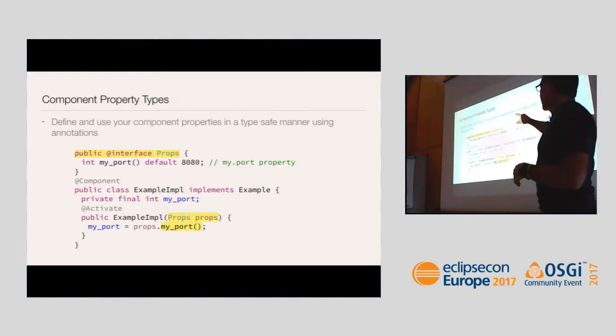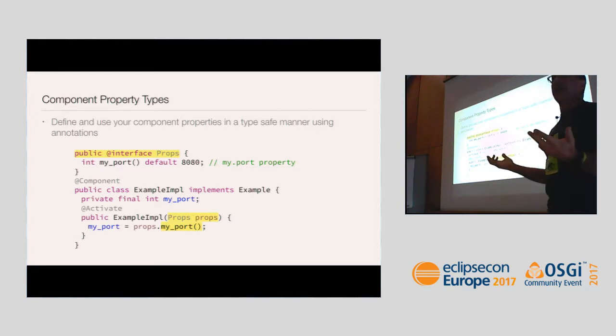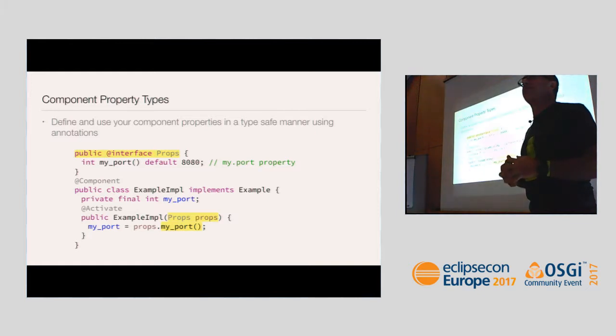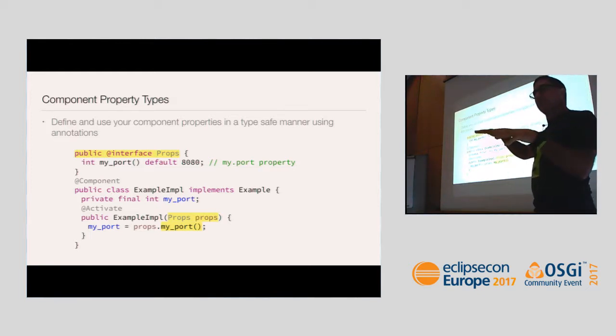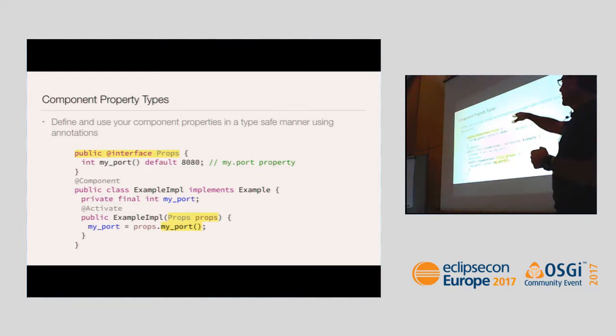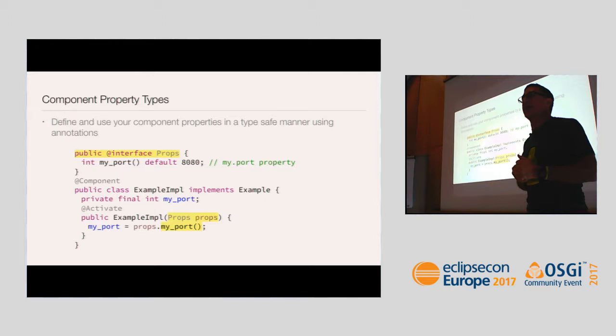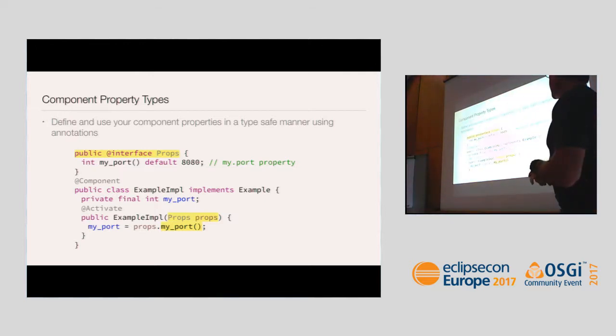So an example here, we declare an annotation called props. It has a member on it, my_port, and it has a default value. So that's very interesting too. I can now declare my default for my configuration properties in a type-safe way in a Java interface. And we have some name mapping rules. So we map the name of the annotation element onto a property name. So underscores become dots, since dots are very popular in property names. And this is all spelled out in the spec.